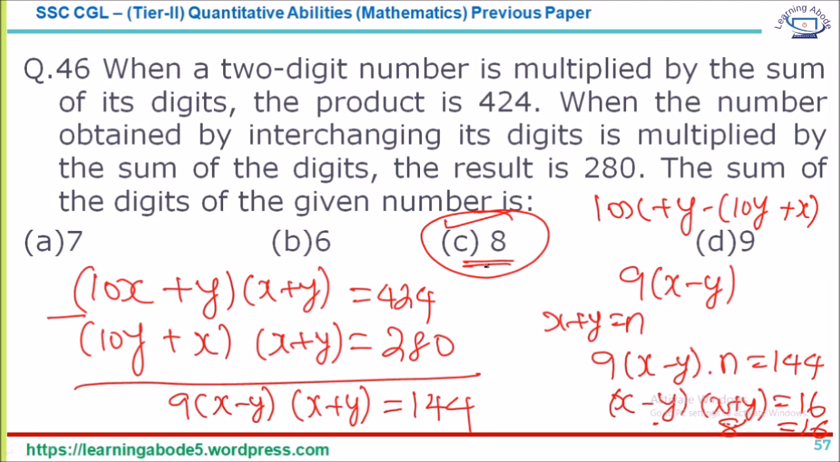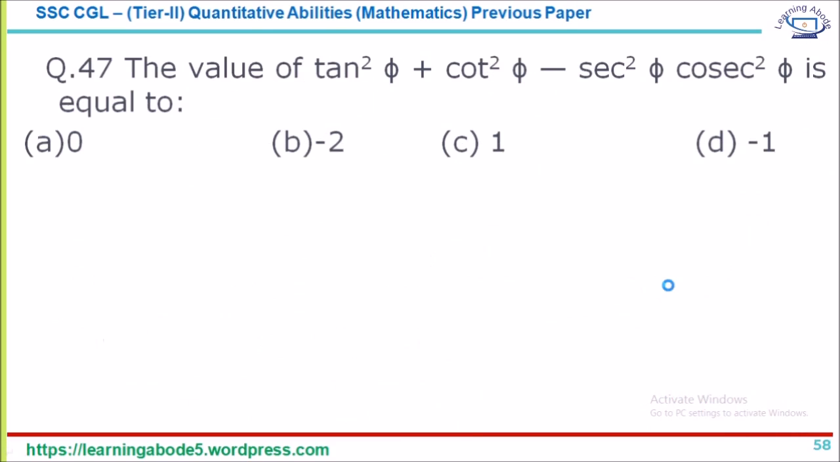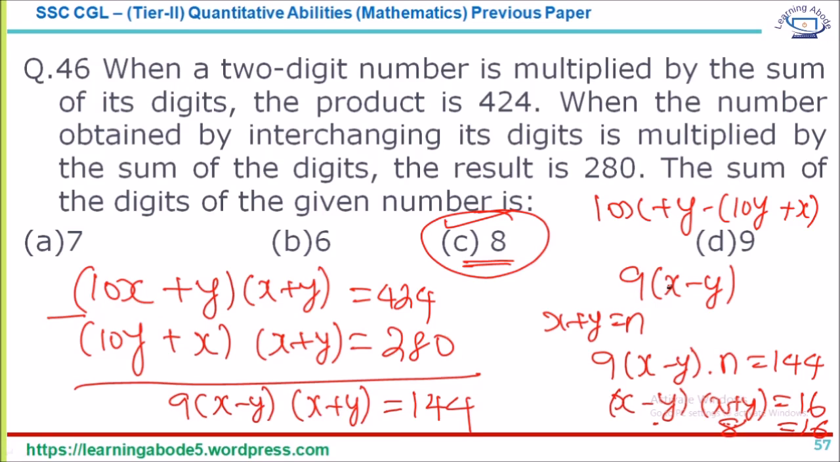The advantage of this method is that whatever I've written here, you don't have to actually write. The moment you look at it, you know 9 into x minus y is 144, so n into x minus y is 16, where n is the sum of the digits. So you know the answer is 8 for that question. If you go for any other method, it's going to take a lot of time and you're going to waste your time here. So it is better to do it as quickly as possible.